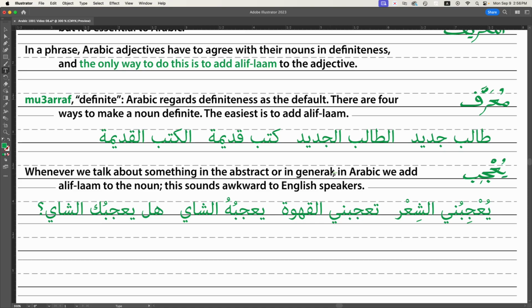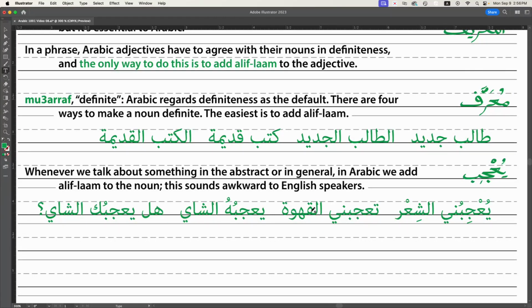We want to add alif lam. So, yu'jibuni ash-shi'r, I like poetry. You're really saying, I like the poetry. And this is something that takes a moment to get used to, adding alif lam when we talk about something in general. In English, we wouldn't use the when we talk about something in the abstract or in general. So it's counterintuitive. Watch out for it.